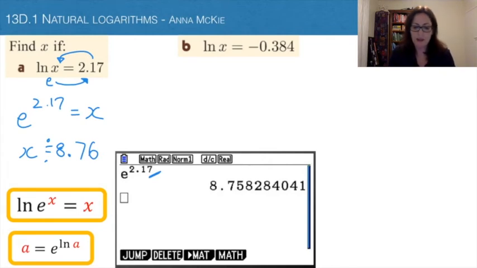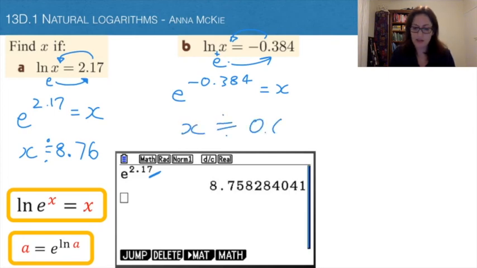The second one here, remember, if you're thinking flowcharts, it's e, which is the base, to the power of that, is equal to x. I'll write that out. So e to the power of negative 0.384 is equal to x. And using your calculators for that, x is approximately 0.681, so 3 decimal places there, or 3 significant figures.